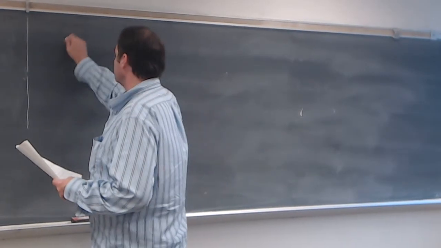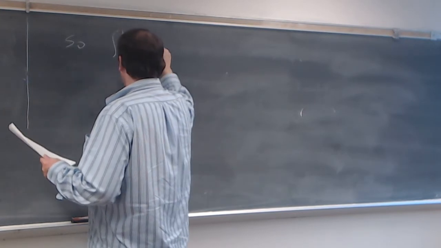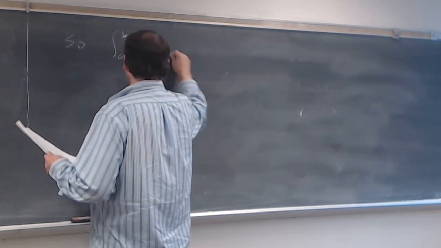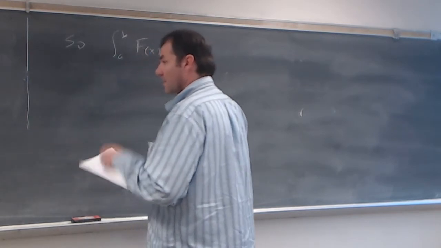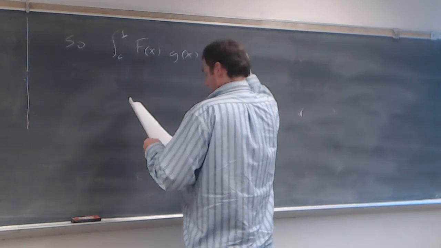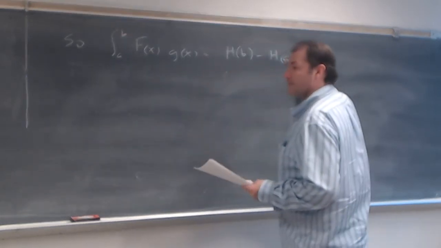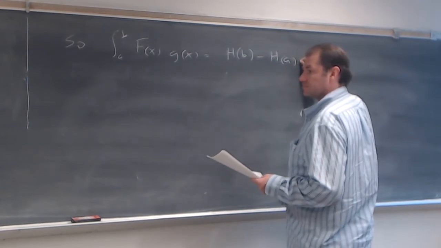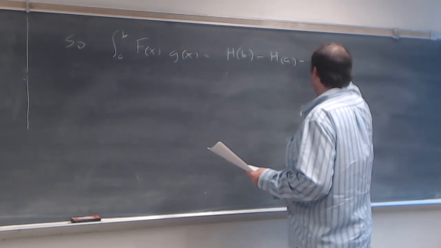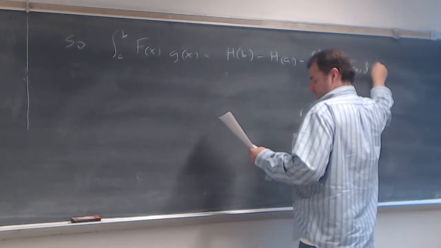So, what we get is that the integral from a to b of f of x times little g of x will be equal to h of b minus h of a by our previous work, and then minus the integral from a to b of g of x, big G of x, times f of x dx.